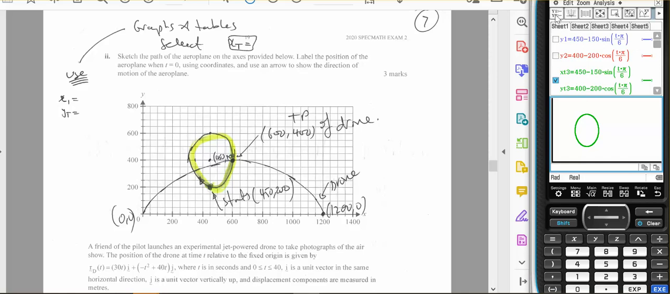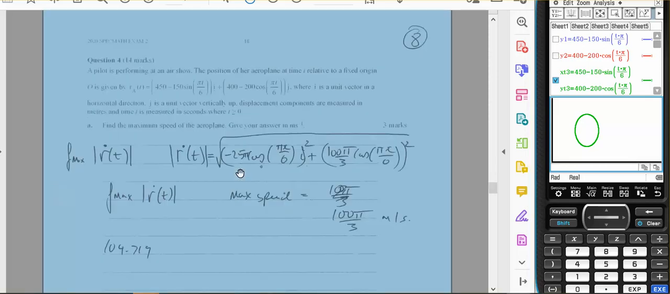Notice that when you draw it, it starts drawing it down there on the bottom because you were asked to label where it starts. So I've got my starting point and the direction of motion. Okay, so that's that graph.